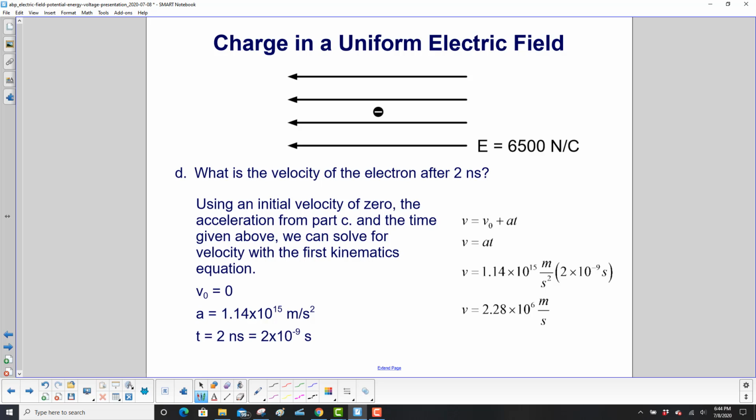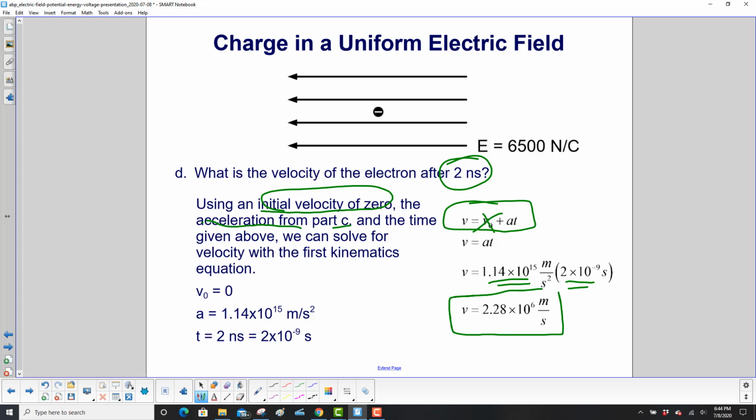What is the velocity of the electron after 2 nanoseconds? Well, they didn't tell us if it had a velocity in the beginning, so we can say it has an initial velocity of 0. We found the acceleration from part C, and we have time. So what equation do we want to use? First kinematics equation. So v is v0 plus at. That's 0. We just multiply the acceleration times the time, and we get a velocity of 2.28 times 10 to the 6 meters per second.